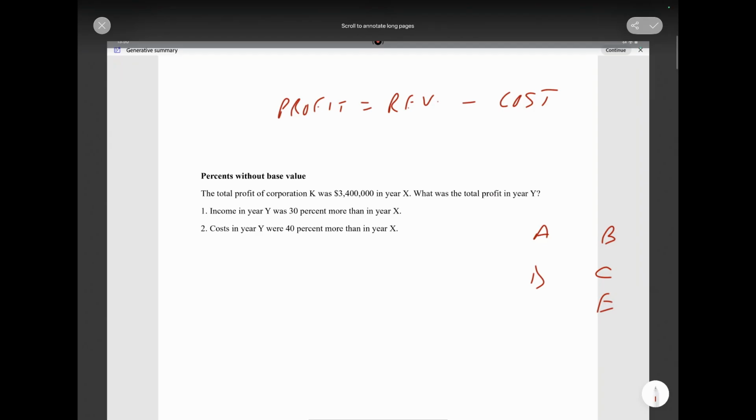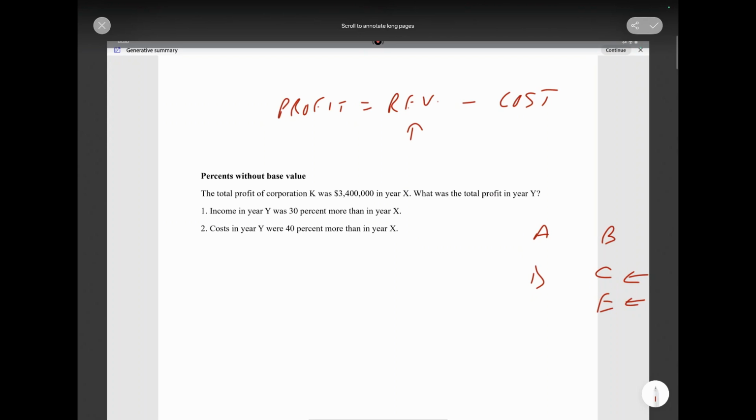Let's look at statement 1. Income in year Y was 30% more than in year X. But I have no idea what was the income in year X in any case. So definitely not sufficient. Income is the same thing as revenues, by the way. The second statement says cost in year Y was 40% more than in year X. This is that question that I have discussed with you earlier, where you will be quickly down to C and E. It has to be one of those because you need income and cost to get to the answer, because profit is nothing but income minus cost.